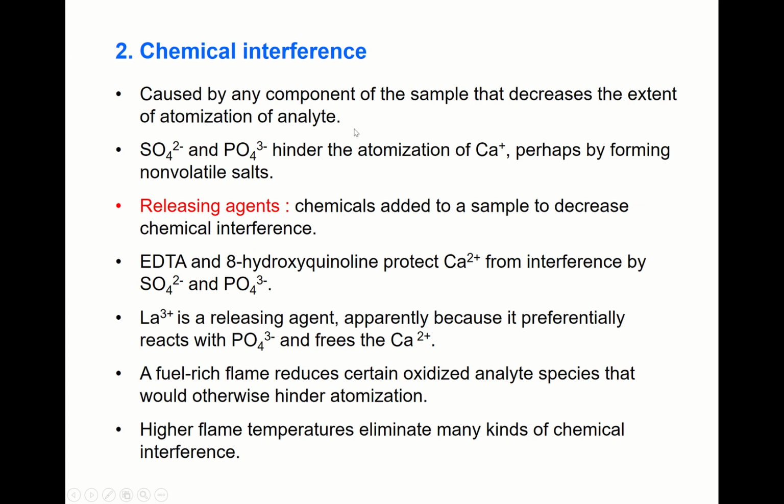In atomization spectroscopy, the important thing is to atomize the element completely. Otherwise, less atomization decreases the intensity. But unfortunately, some chemicals hinder the atomization. For example, sulfate and phosphate hinder the atomization of calcium ion.